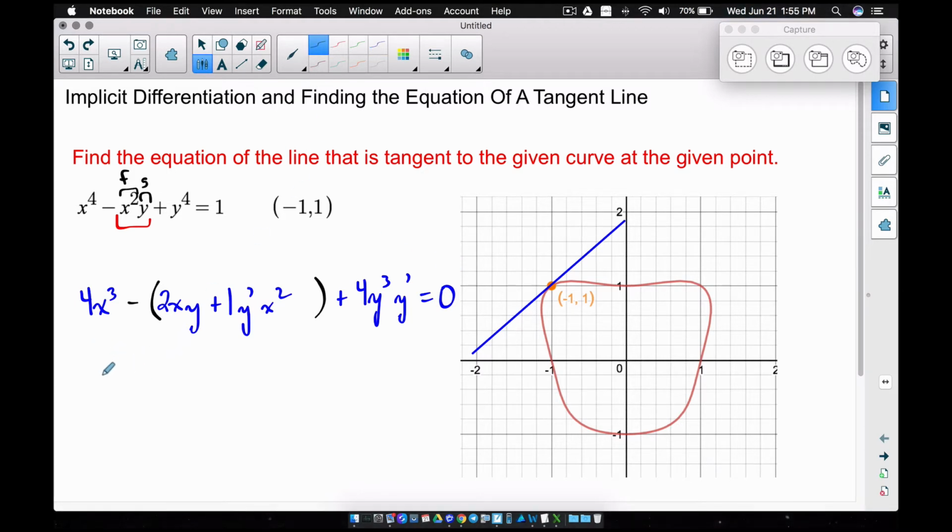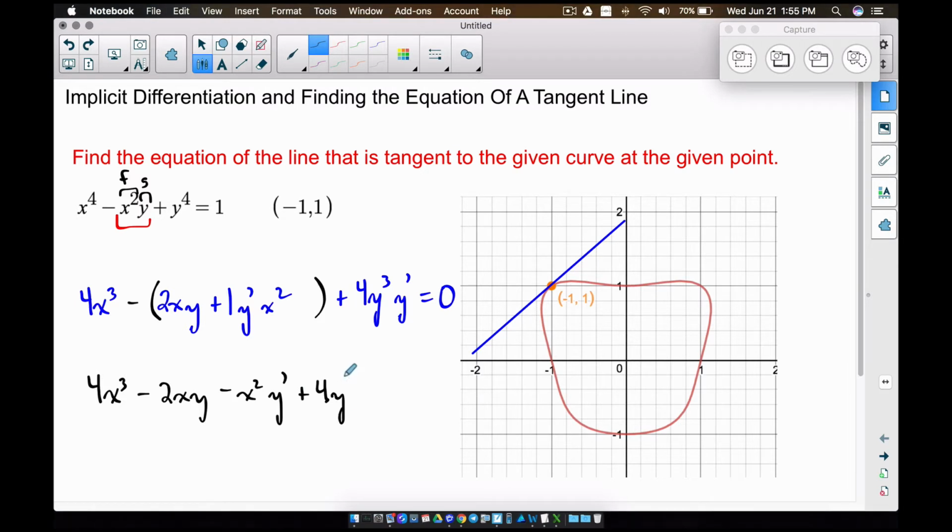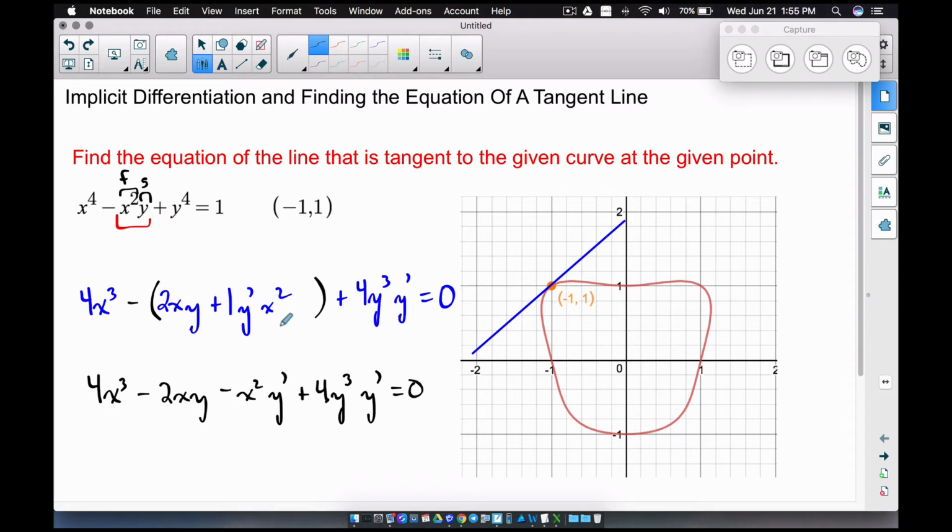Now let's clean this up a little bit. We have 4x cubed. Differentiating across here, distributing across here, we have minus 2xy. And then minus x squared y prime plus 4y cubed y prime. So all I really did here was I distributed the negative to this term and this term, and yeah, I just rearranged the y primes right there.